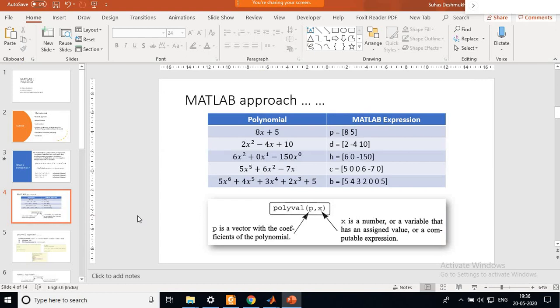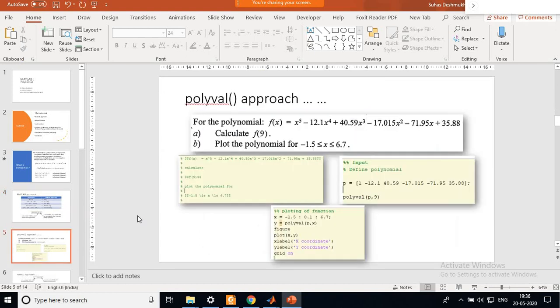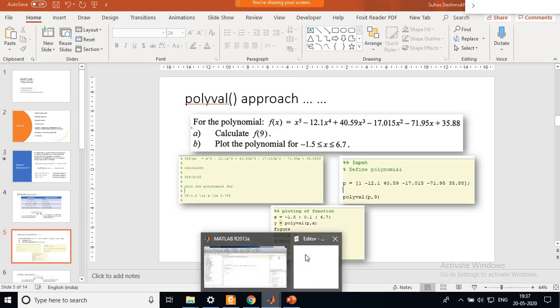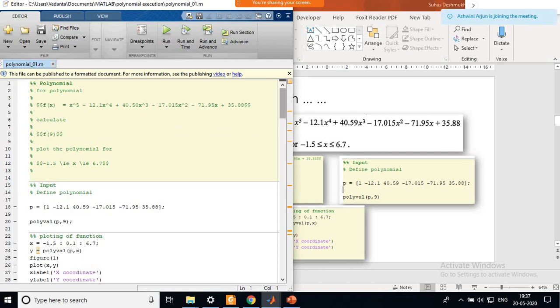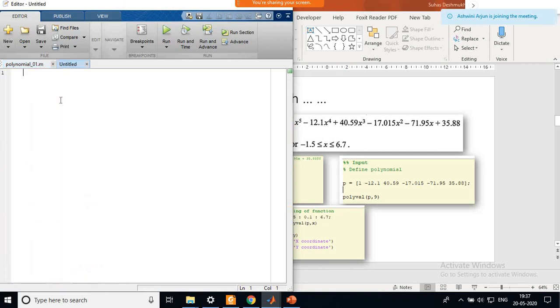So next, now you can have a look at one simple example. Define this polynomial of a fifth order polynomial, calculate the value of the polynomial at 9, and then plot the polynomial from minus 1.5 to 6.7. That is the range within which you want to determine it. So now you can start creating a function for this, or creating a script file.